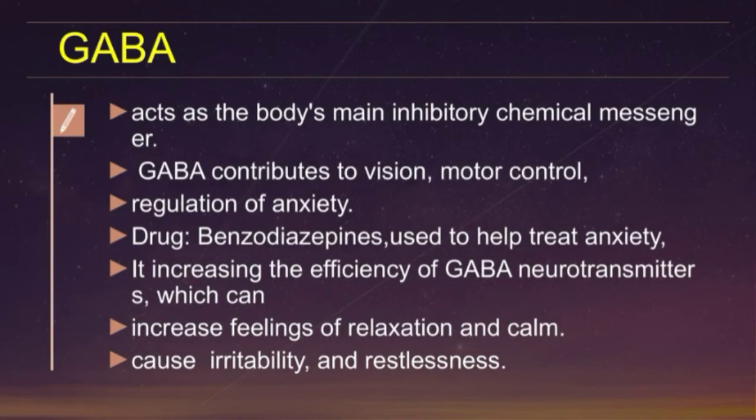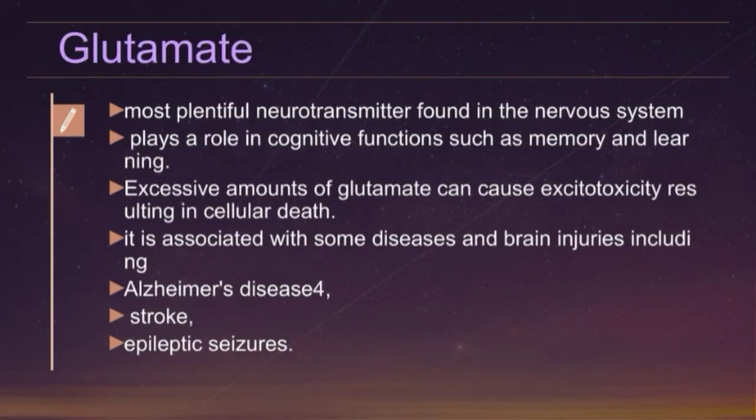GABA is the major inhibitory neurotransmitter in the brain. Abnormal levels of GABA have been implicated in sleep and eating disorders. It regulates our anxiety, vision, and motor control. It increases feelings of relaxation and calm, and it can also cause irritability and restlessness. Glutamate is the most plentiful neurotransmitter found in the nervous system. It plays a key role in our cognitive functions such as memory and learning. Excessive amounts of glutamate can cause excitotoxicity, resulting in cellular death. It is associated with some diseases and brain injuries including Alzheimer's, stroke, epilepsy, seizures, etc.